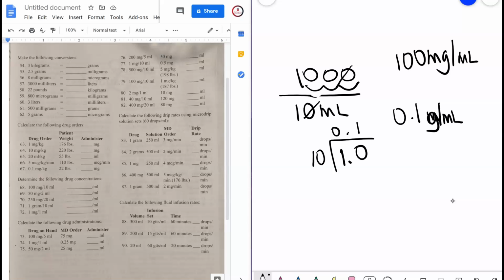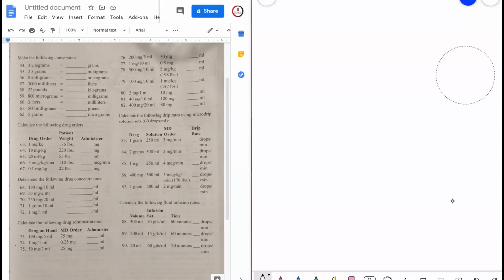These are also equivalent. You can also come to here and then move this over, right? So 0.1 grams per milliliter. Move this decimal point over 3 spots: 100 milligrams per milliliter. Same difference. And the last one, 72, the answer's right there. That's your concentration, your 1 milligram per milliliter. It's 1 for 1. Pretty simple.